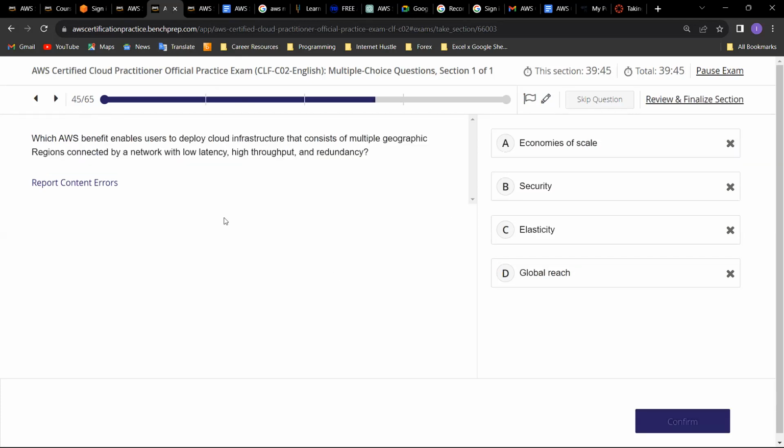Which AWS benefit enables users to deploy cloud infrastructure that consists of multiple geographic regions connected by a network with low latency, high throughput, and redundancy? This one also, they've given us all the keywords, all the sentence. So you see, as I said yesterday, some of the questions take the full sentence from their website. BAM. So we have global reach.